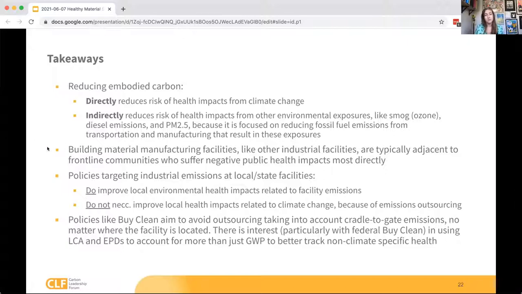Building material manufacturing facilities, similar to other industrial facilities and energy generation, are typically adjacent to frontline communities who suffer the most negative public health impacts, both from climate and from other environmental impacts. And policies targeting industrial emissions do improve local environmental health impacts, but they don't necessarily improve health impacts from climate change.